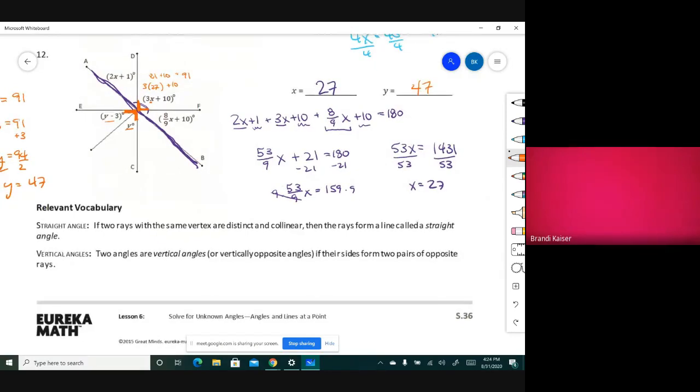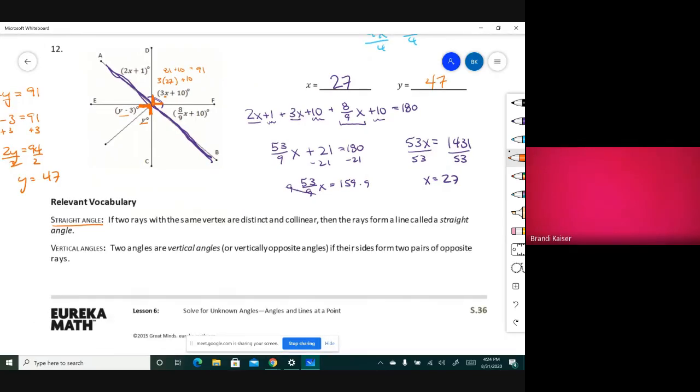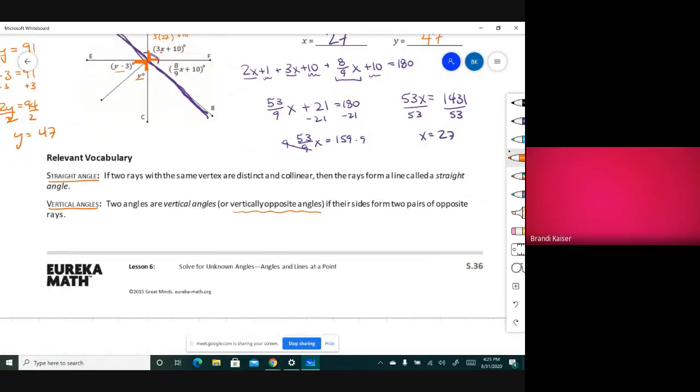Some vocab to keep in mind: straight angle. If two rays with the same vertex are distinct and collinear, then the rays form a line called a straight angle. And then the other vocab, vertical angles. So two angles are vertical angles or vertically opposite angles. I like that description better. If their sides form two pairs of opposite rays. All right, that takes care of all of our notes for lesson 6.